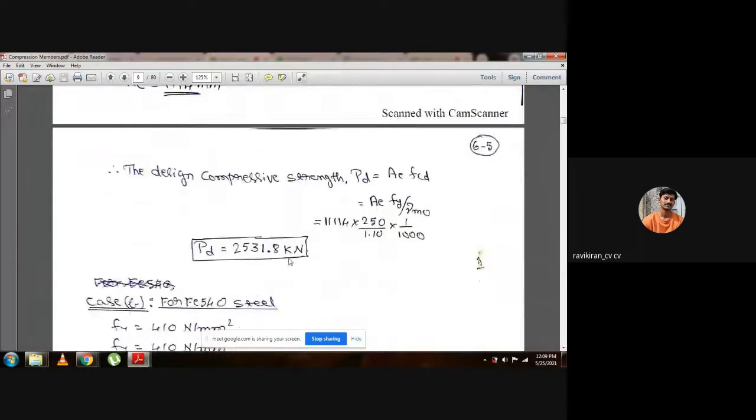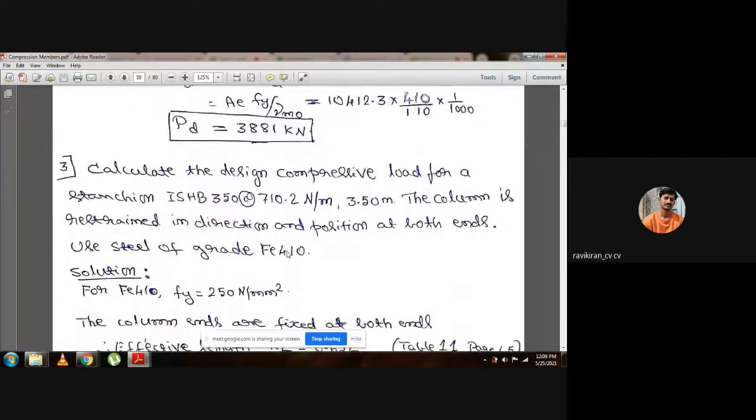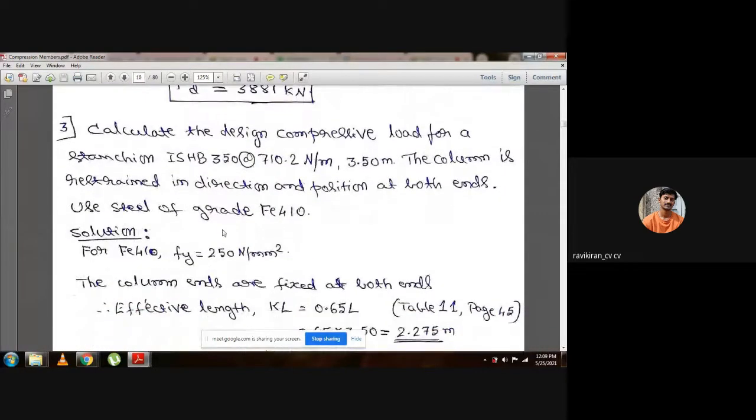Yes, let us move on to the next problem. Calculate the design compressive load for a stanchion. Stanchion is also another name for a column. ISHB 350 at 710.2 Newton per meter, which has 3.5 meter length. The column is restrained in direction and position at both the ends.